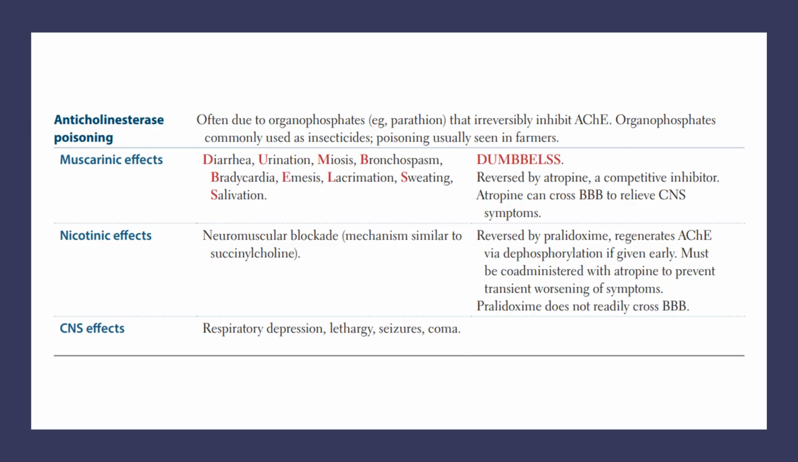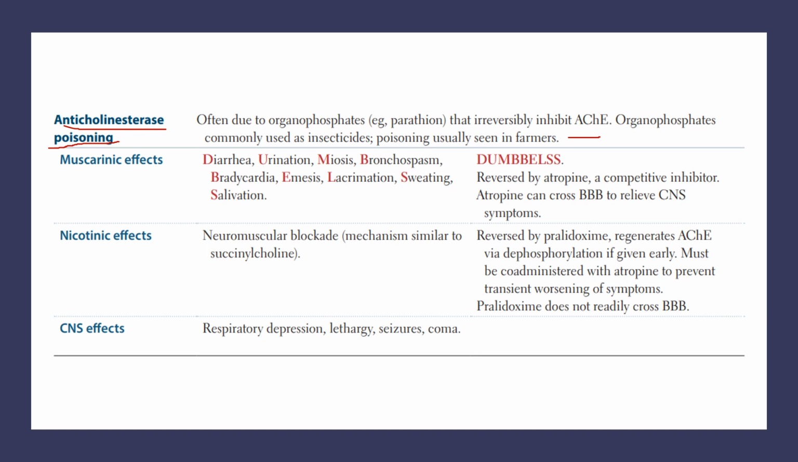This slide is very important for us: cholinergic poisoning, or organophosphate poisoning. It is often due to organophosphates, as in parathion, that irreversibly inhibit AChE, that is acetylcholinesterase. Organophosphates are commonly used as insecticides, and poisoning occurs in farmers.